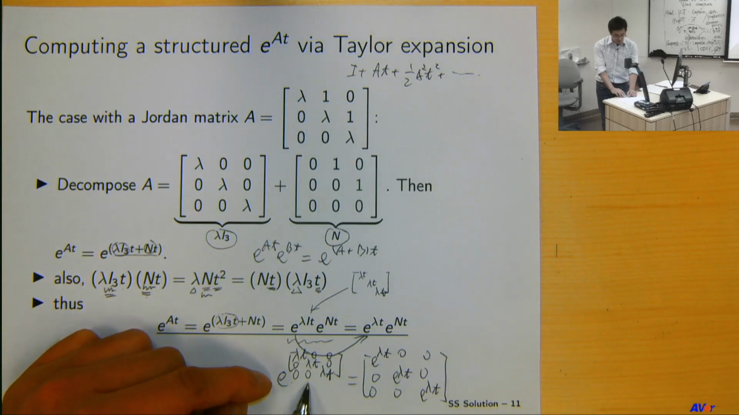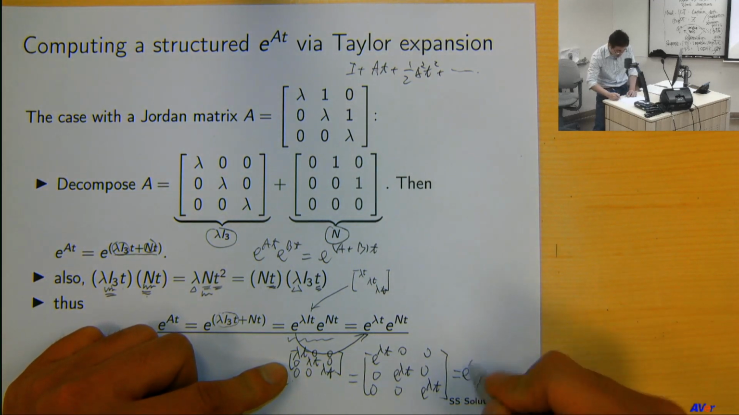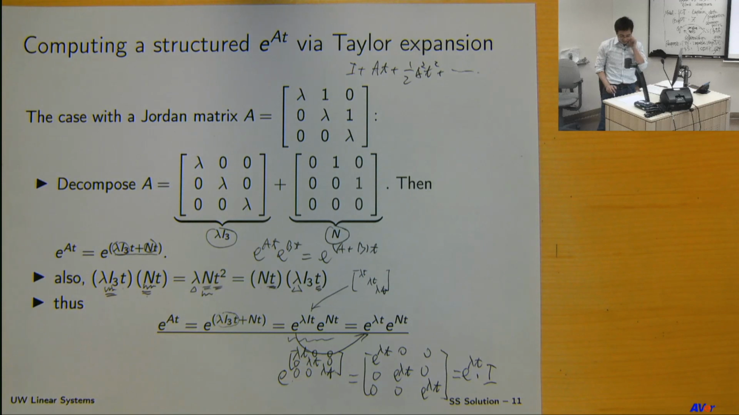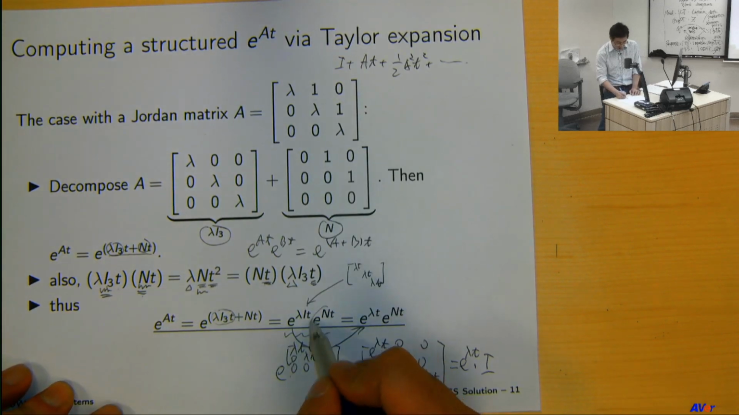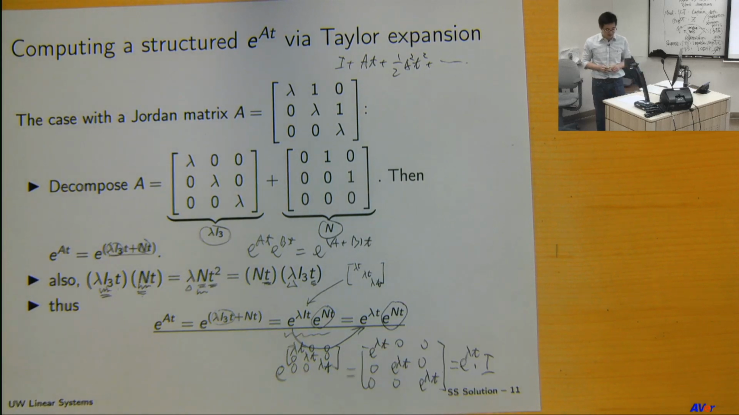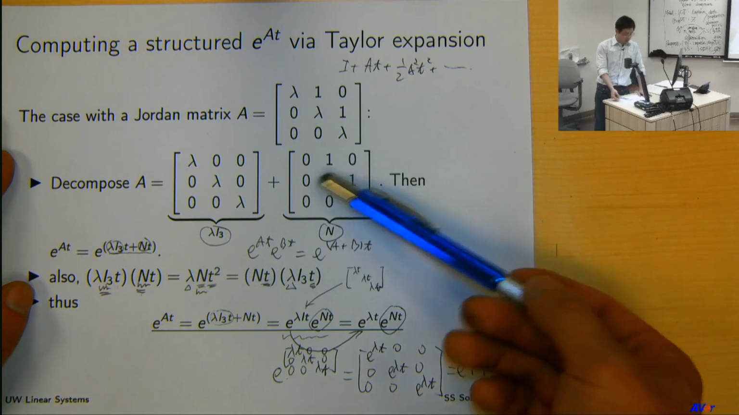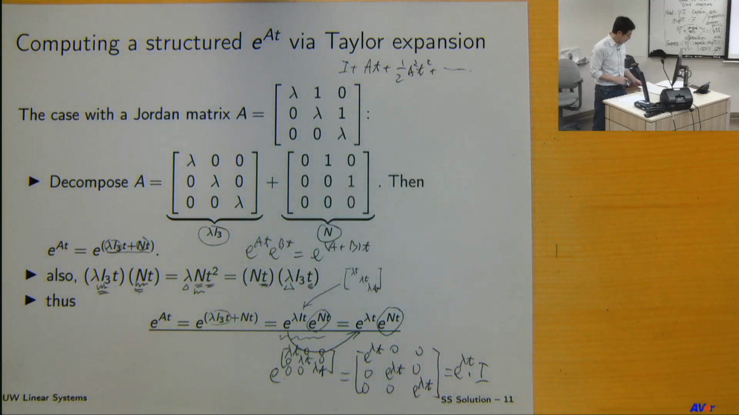So the exponential function of a diagonal matrix is taking the exponential function of the diagonal elements. And then this one equals e^(lambda T) times identity. So that's why the result is here. So the only thing remaining is this one, e^(NT). But that one turns out to be fine because it has a nice structure, a lot of zeros and 1s in the off-diagonal elements. Any questions?